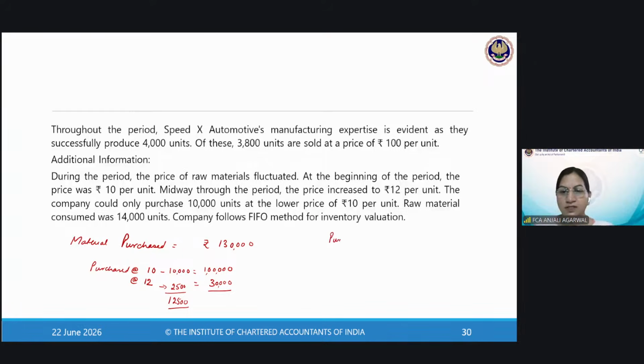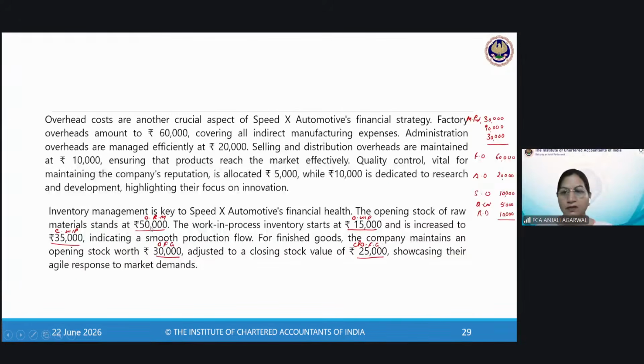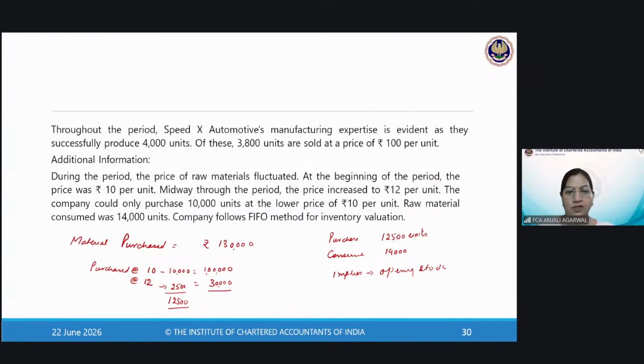Now, if purchases is 12,500 units, consumed is 14,000, it implies there was opening stock also of raw material. The opening stock of raw material was 50,000, and we follow FIFO. This thing is important. Okay.